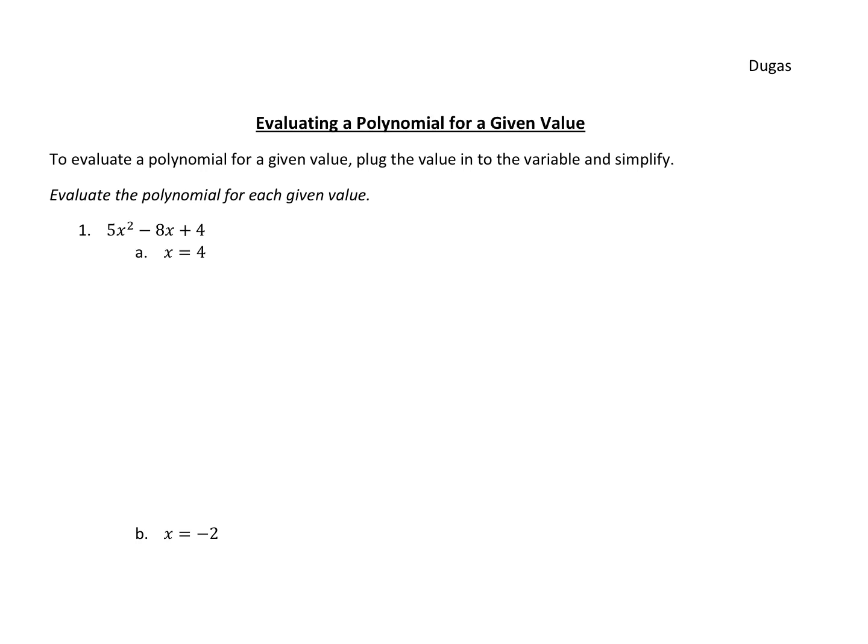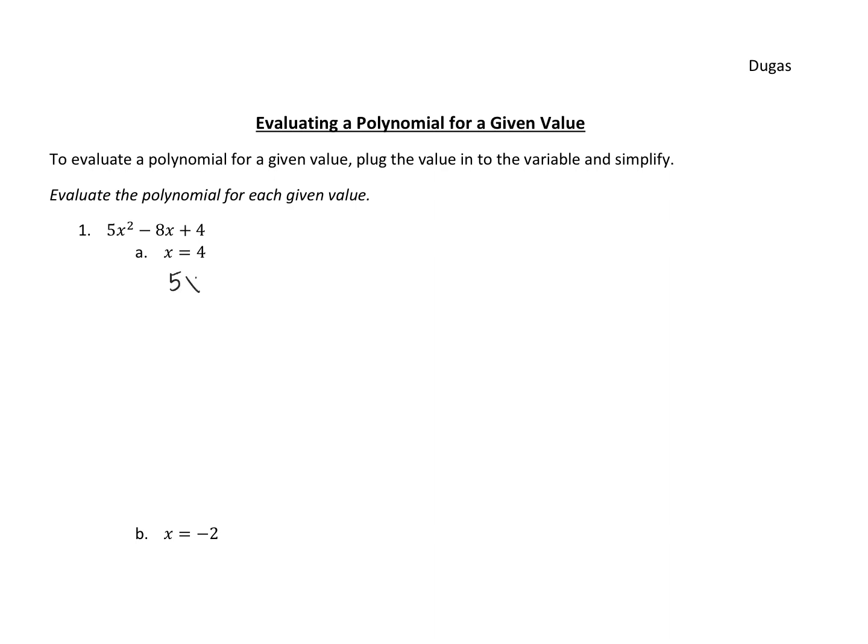This video is going to be a reminder about how to evaluate polynomials for a given value. So when you're asked to evaluate, you're asked to plug a value in for the variable. So in our first example, we have 5x squared minus 8x plus 4. And for part A, it says that x is 4. So if x is 4, we want to figure out what we would get for this expression.